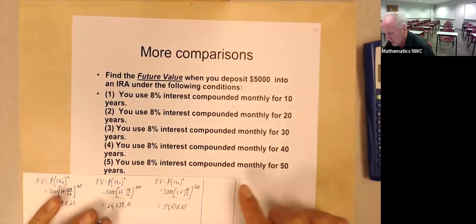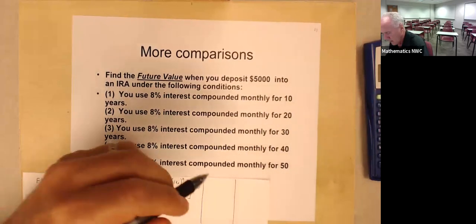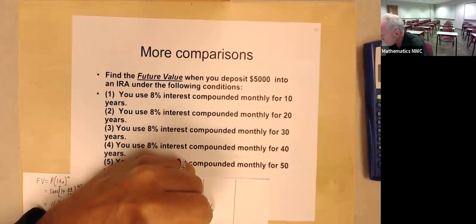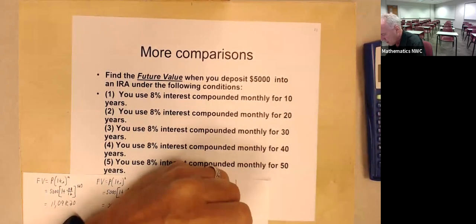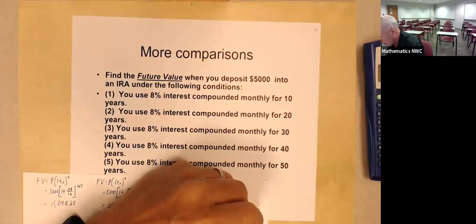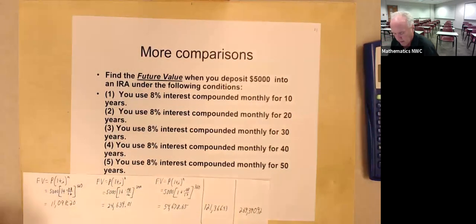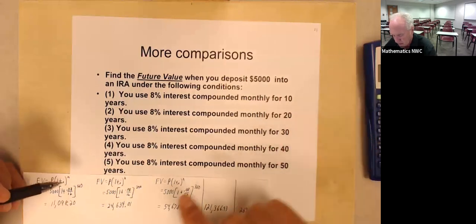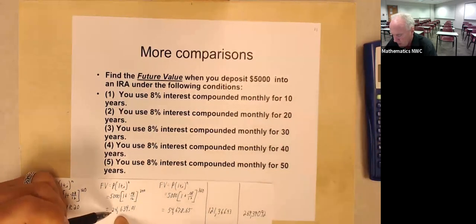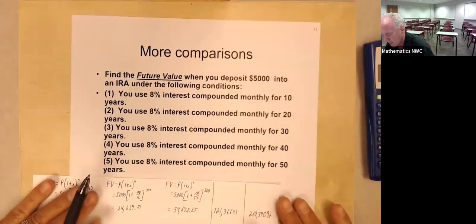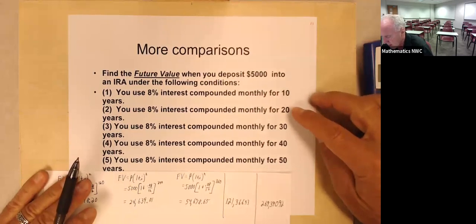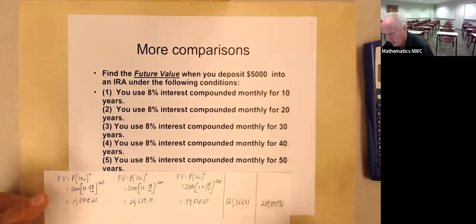Rather than showing these in the formula, I'm just going to give you the amounts here. This would be 121,366.93. 50 years would be 269,390, and I think it's 92 cents. Okay, take a look once. 11,000, 24,000, 54,000, 121,000, 269,000. That's going from 10 to 20 to 30 to 40 to 50 years.